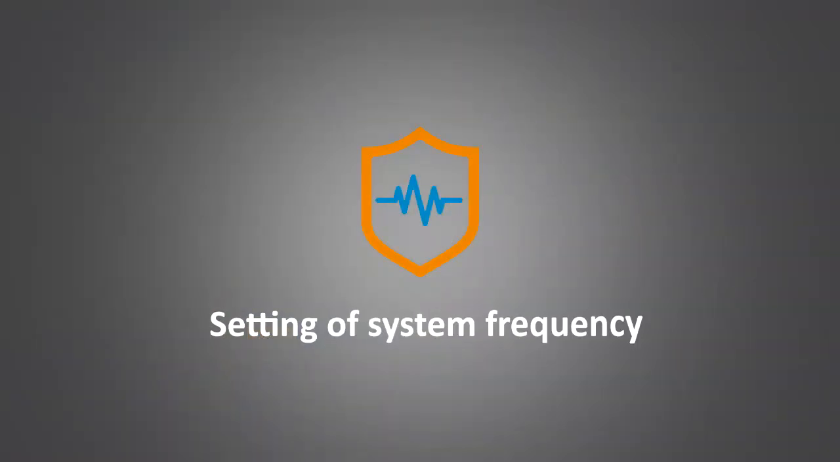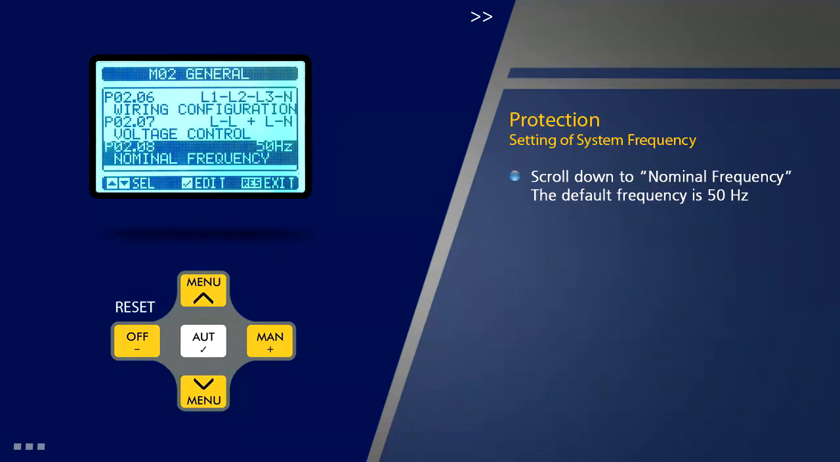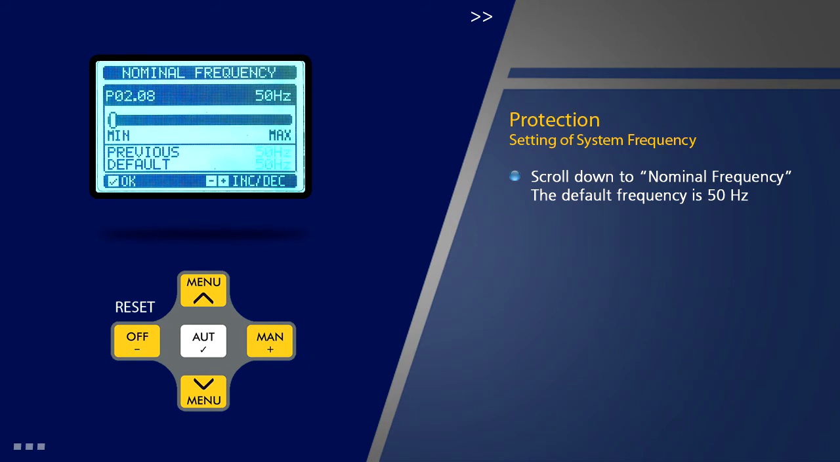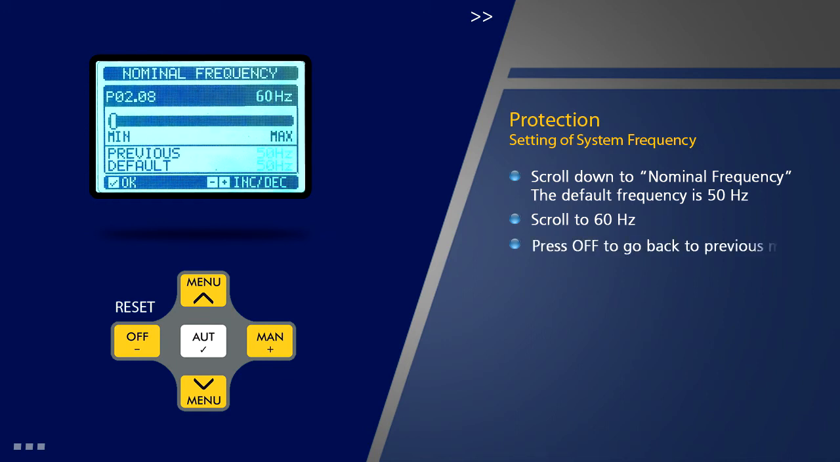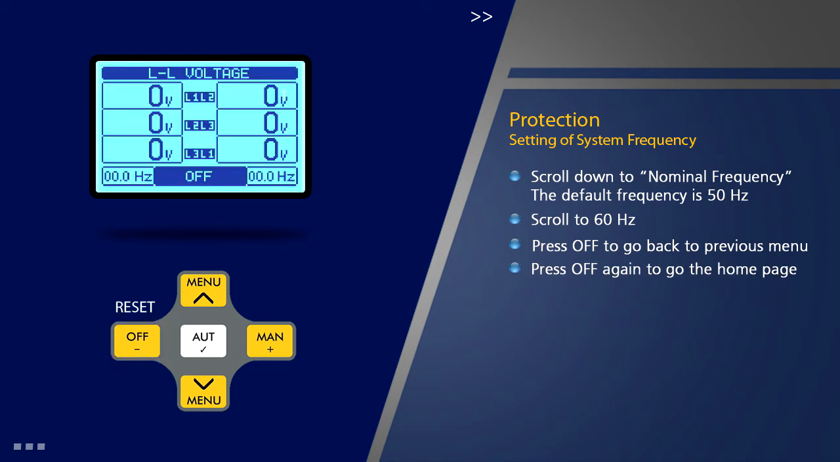Setting up system frequency. Scroll down to parameter 8, which is nominal frequency, on General page and press OK. The default frequency is 50 Hz. Scroll to change the value to 60 Hz and press OK. Now 60 Hz is the new frequency. Press off to go back to previous menu. Press off again to go to the home page.